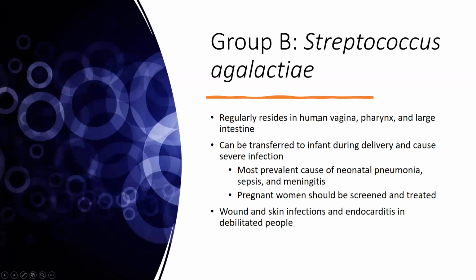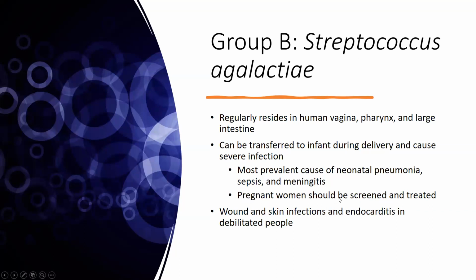We see this more commonly in the human vagina, pharynx, and large intestine. It can be transferred to the infant via delivery because it can colonize the vagina. And so this is the most prevalent cause of neonatal pneumonia, neonatal sepsis, and neonatal meningitis. Those are kickers. They love asking, what is the most common age group to get this type of meningitis infection? So neonates, pneumonia, sepsis, meningitis, think group B strep, strep agalactiae.